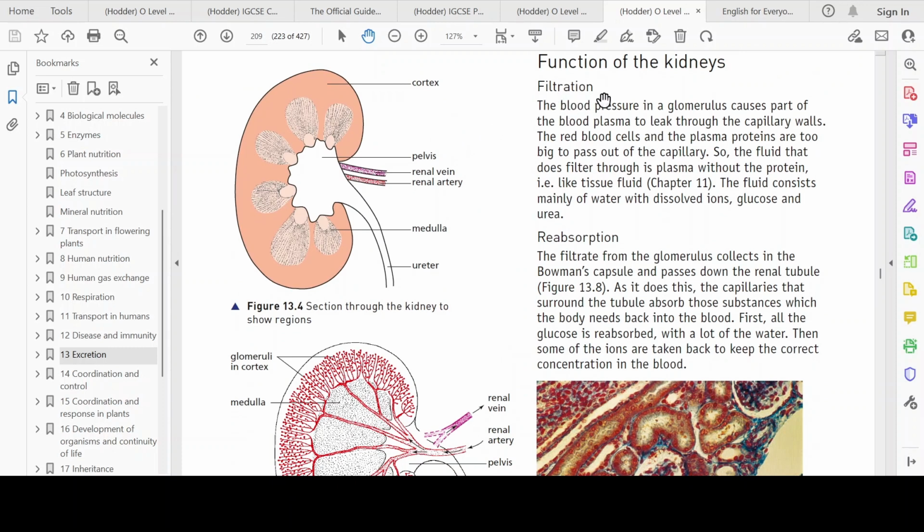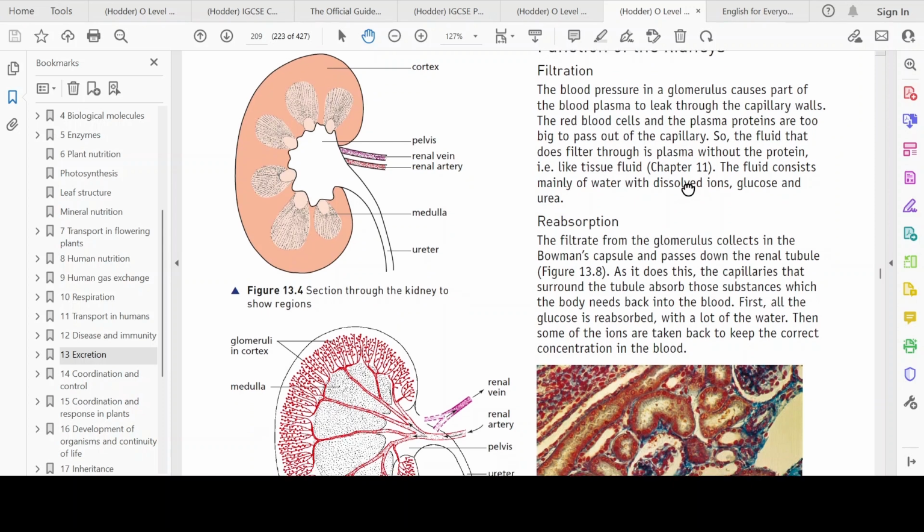The kidney's function is filtration. The blood pressure in the glomerulus, because it's a capillary and it's coming from an artery, is high, and so it causes blood plasma to leak through the capillary walls. So you have water and ions and glucose and urea leaving the blood vessel and going into the renal tubule. Blood cells and larger proteins are not passed through the capillary wall, so they stay in the blood. The fluid in the renal tubule is similar to tissue fluid.